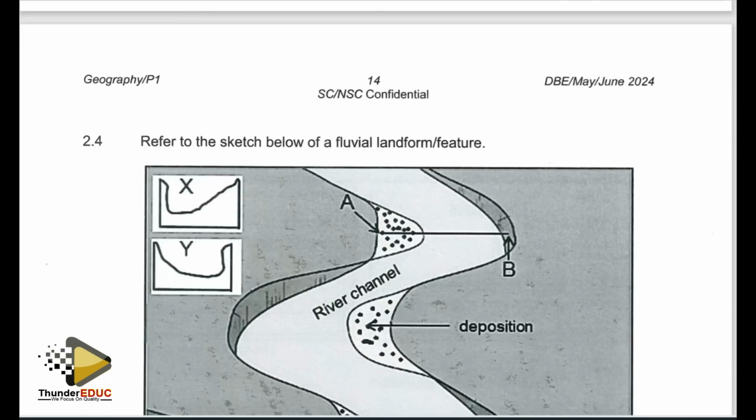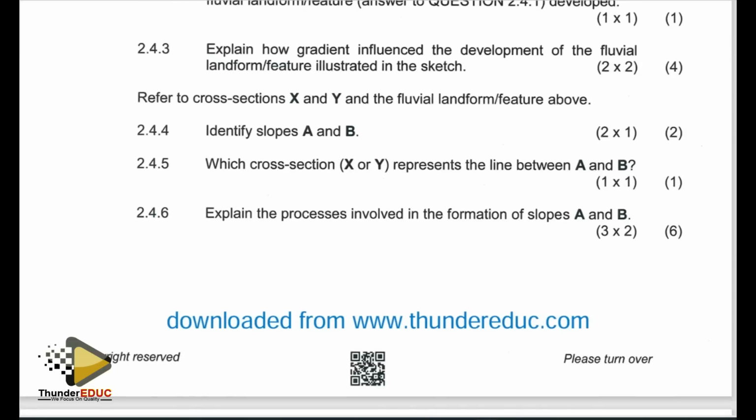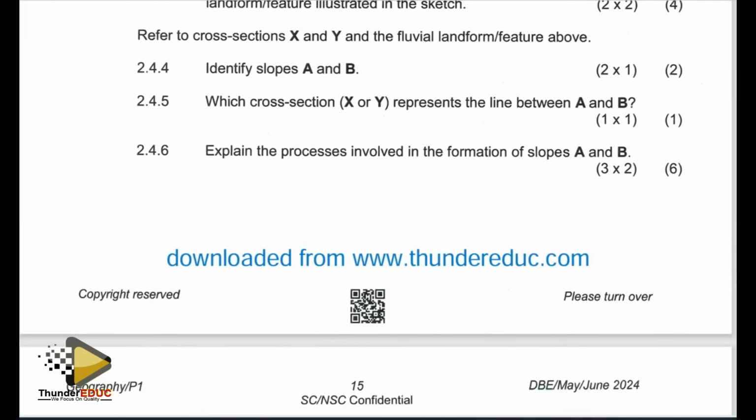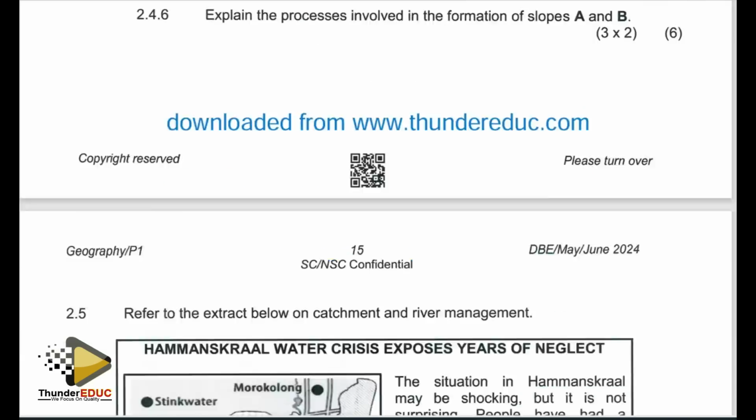Then slope B. B here, water flows faster on the outer bend, and it causes erosion of the outer bank here. This bank is eroded because of velocity of the water, and it becomes an undercut. Material which is being taken here is deposited here. That is basically how those two slopes form. So we are looking at the process involved in the formation of A and B. There is erosion and deposition on one side and the other side, and deposition causes that slip-off, and erosion causes the undercut on the other side.